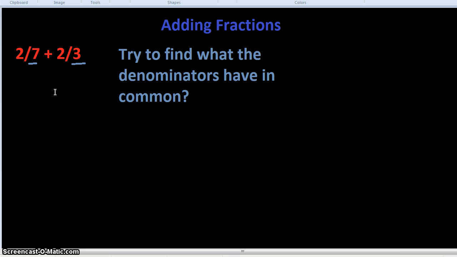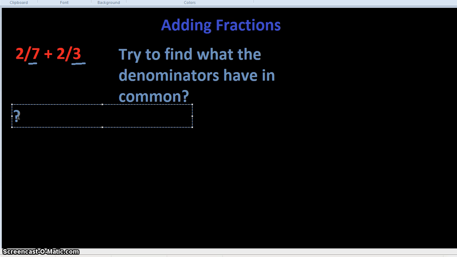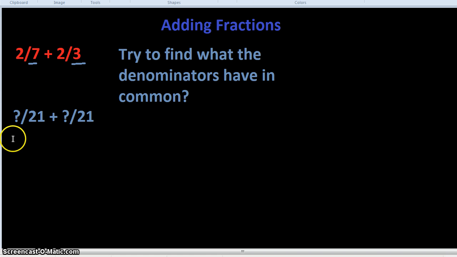Now, how about 21? Well, 7 times 3 is 21, and 3 times 7 again is 21. So they both like 21. They both fit into 21. So we would have something over 21 plus something over 21. Now that is a lot easier to do, because then you simply add the two different unknown elements. So if 2 over 7 is added to 2 over 3, what is 2 over 7 as a number over 21? Well, that's the interesting bit.